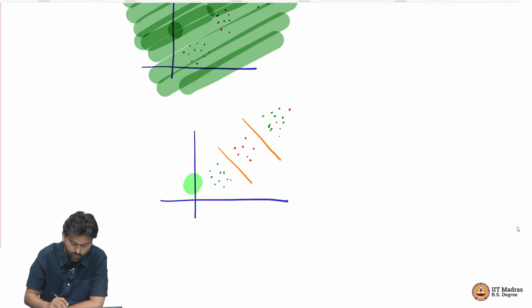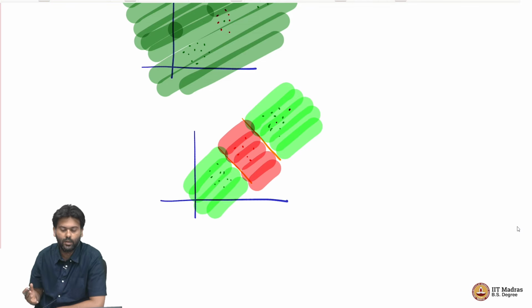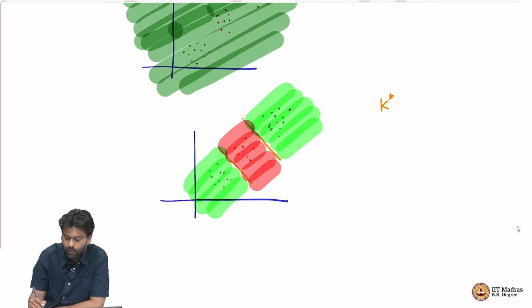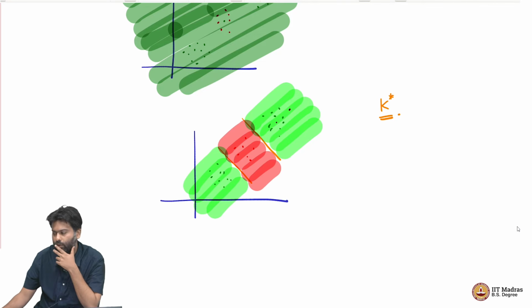You need green on this side, you need green on this side, which means the outliers on either side should not really matter, and you need red here. This is the essential structure in data, and there will be some k star for which this will happen. If you ask the right number of neighbors, then you will get this. But the question is, how do we find this right number of neighbors?